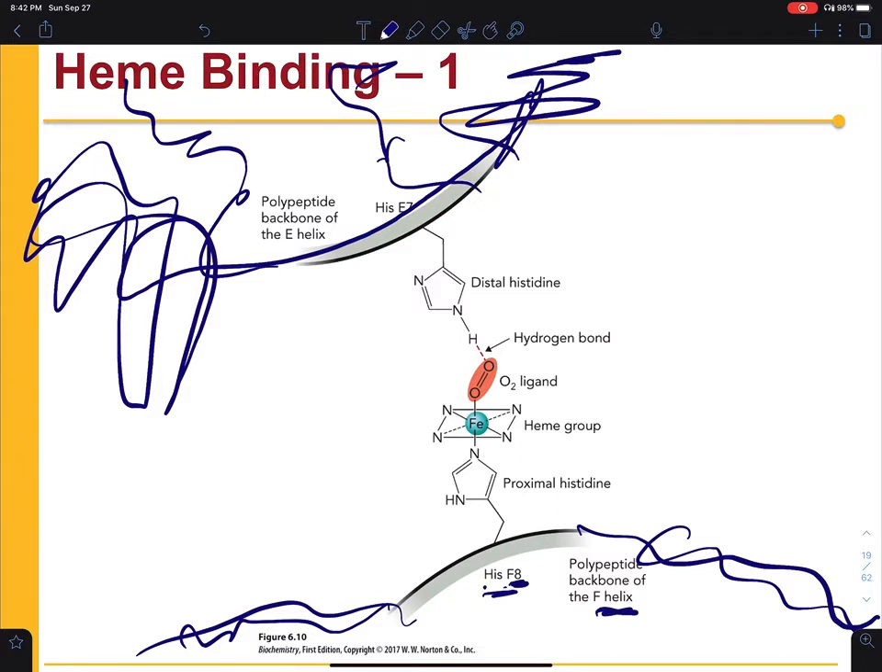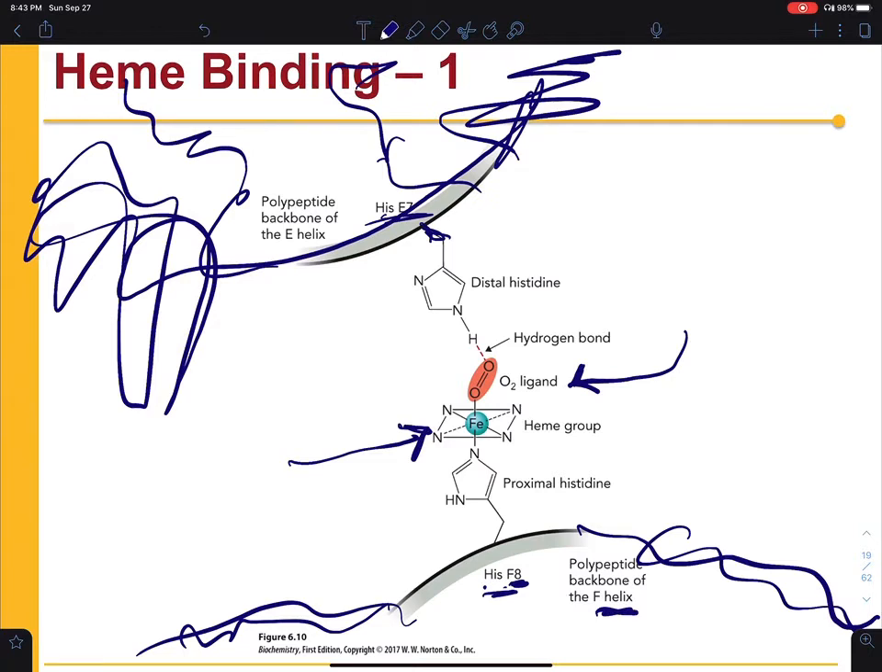There's a histidine that is very important for the function of this particular protein. I don't know if this is hemoglobin or myoglobin, but they're both pretty much the same. And there's another histidine down here, at alpha helix letter E, and it is bound. Both of these histidines are necessary to position the heme group in such a way that it can bind to the ligand, which in this case is molecular oxygen, O2.